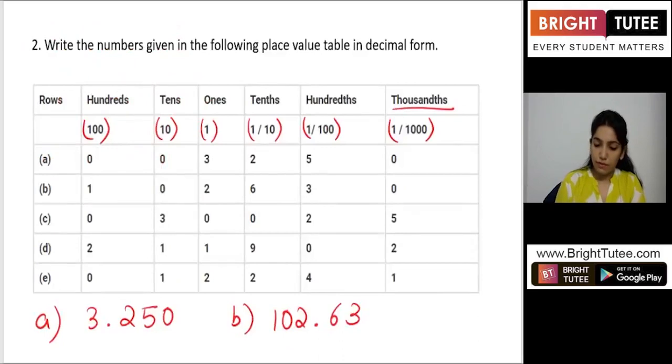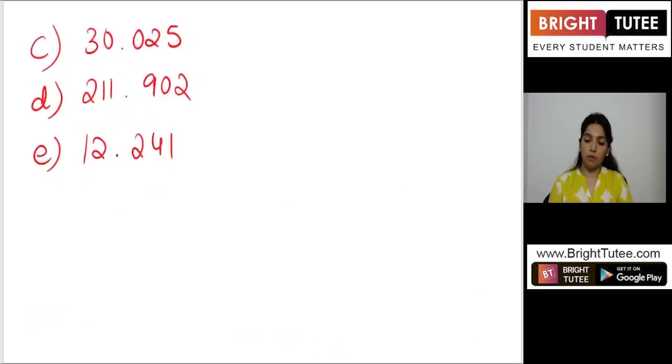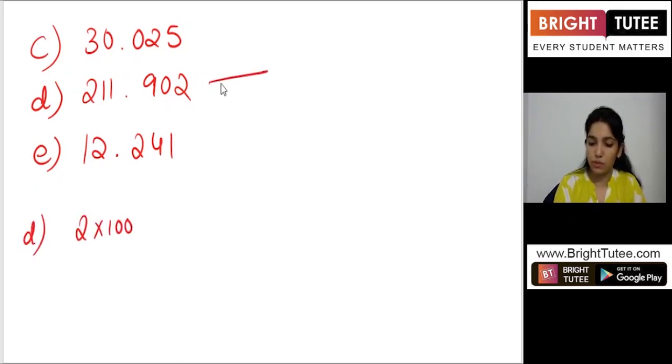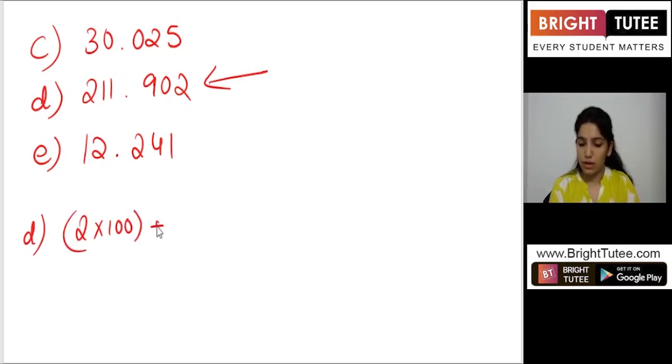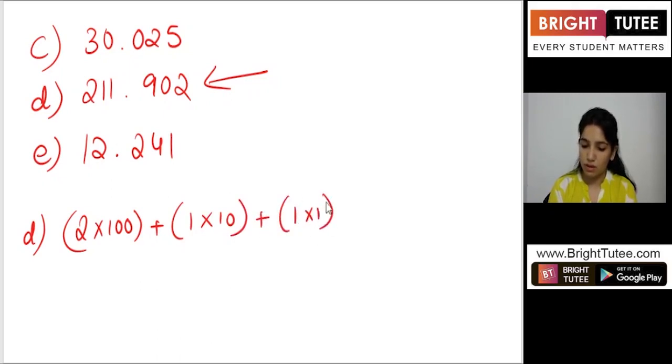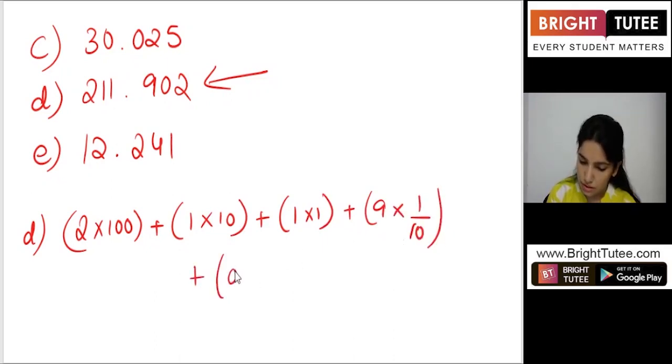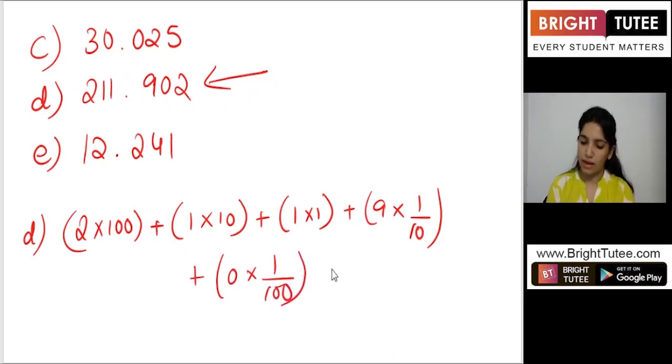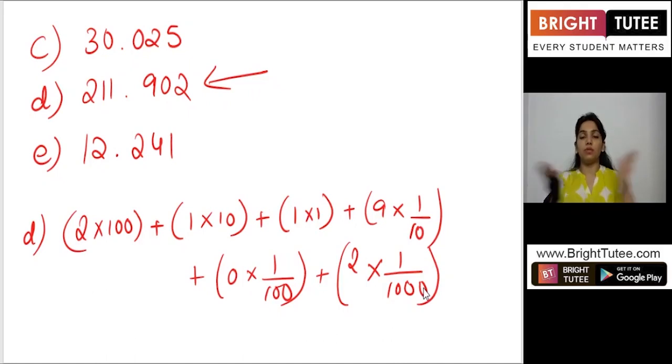Okay, and if you want to work such questions in the expanded form, let us do the D part in the expanded form. So how will we write? We'll write 2 times 100 plus 1 times 10 plus 1 times 1 plus 9 times 1 over 10 plus 0 times 1 over 100 and 2 times 1 over 1000. I hope this is clear how we can write the same number in expanded form, or directly we can write from the place value table to the decimal numbers.